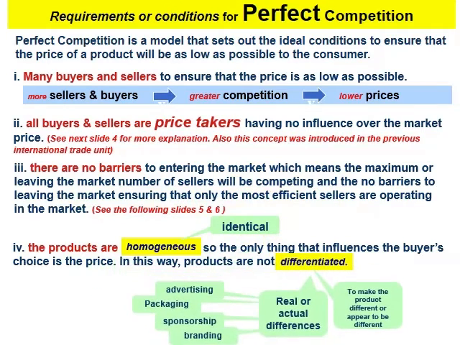Differentiated means to make the product different or appear to be different. So there can be real or actual differences, advertising, packaging, sponsorship, branding, all ways to differentiate the product, to make the product be better or appear to be better than the competitors. But in perfect competition, there's no differentiation of product. Why? Because all products are homogeneous.